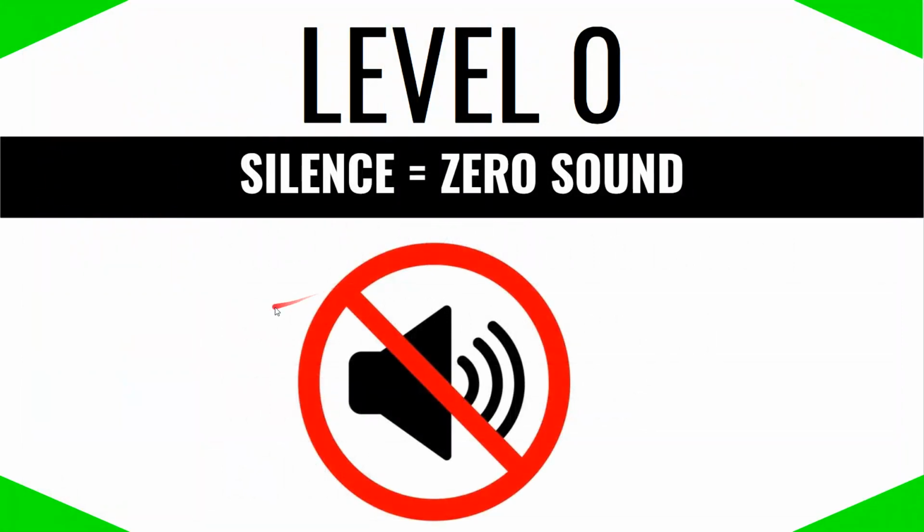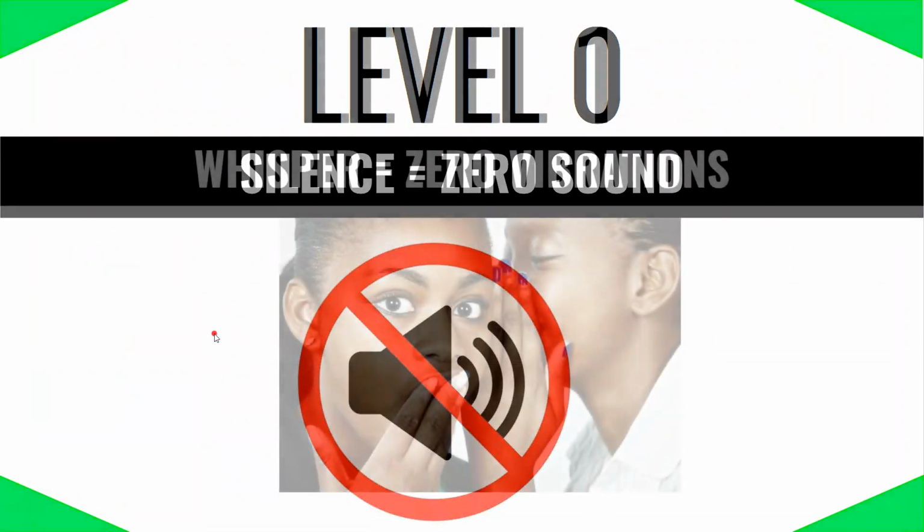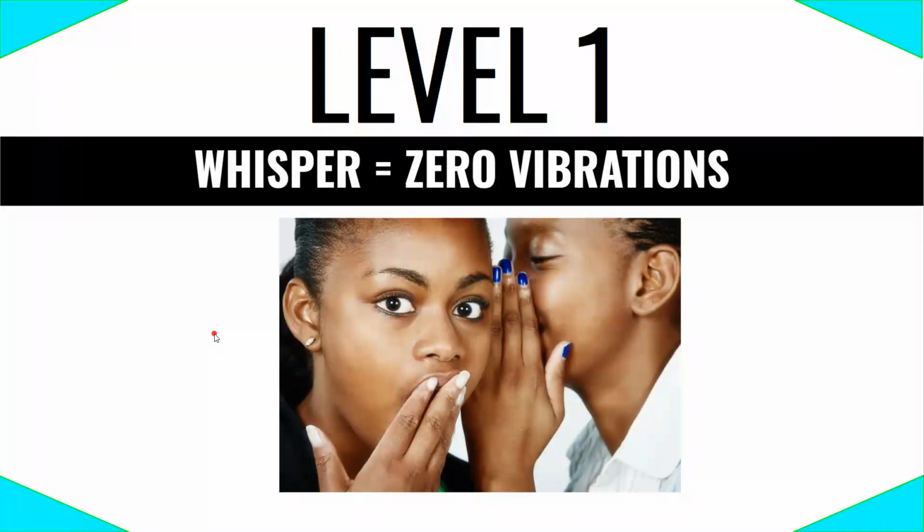So, going through these really quickly, a level 0 is zero sound. It's pretty self explanatory to scholars, but these are just some images to help scholars. A whisper is zero vibrations. And so, again, scholars will know that if they're above that level 1 based on putting their hand over their vocal cords.